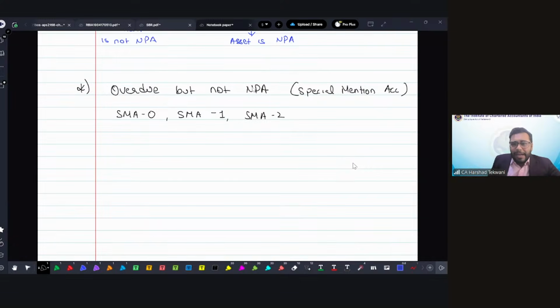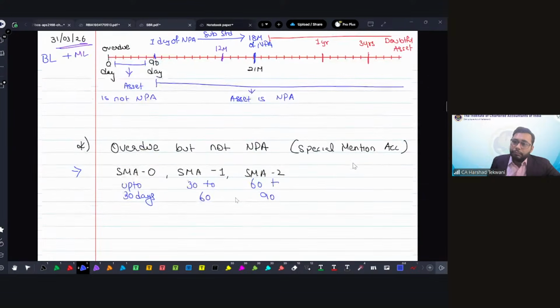So for the first 30 days, up to 30 days, it will be SMA 0, 30 to 60, SMA 1, 60 to 90, SMA 2, and beyond 90, that is a substandard asset, NPA. Very good. Beyond 90, it will become NPA. It will no longer be an SMA.